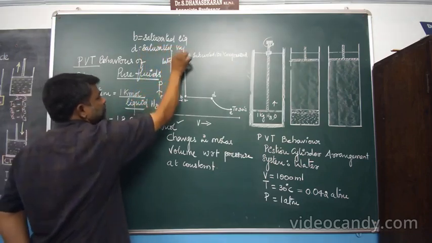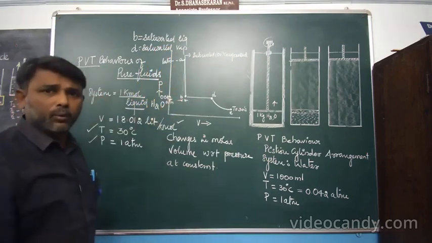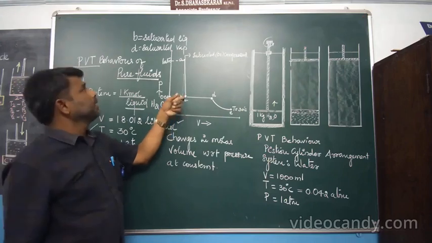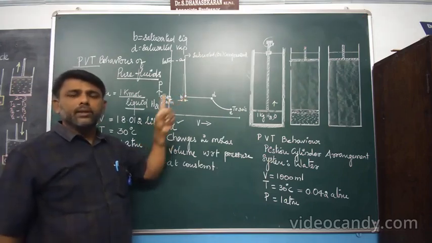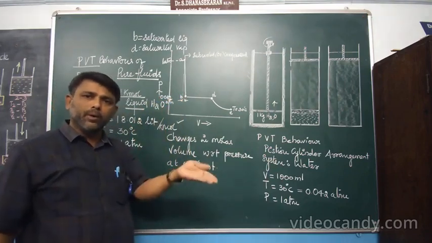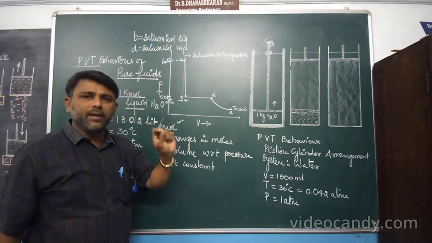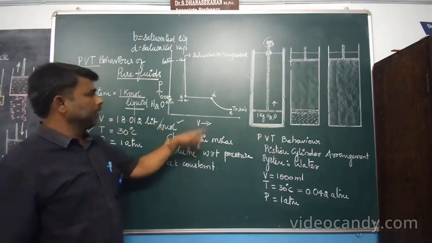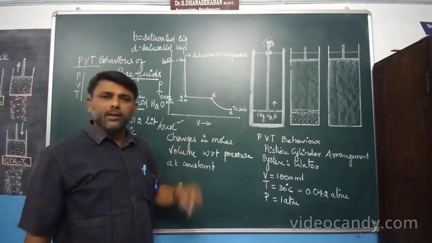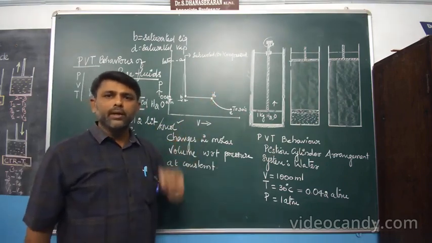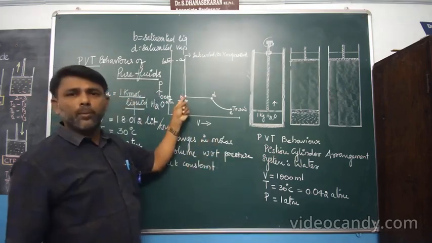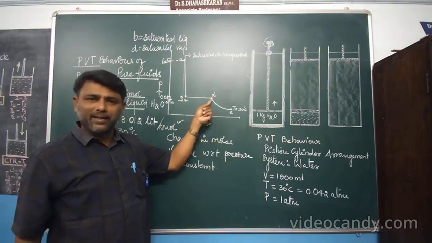Okay. Again, I am going to the definition once again. Point B is the saturated liquid. Saturated liquid means a liquid is in equilibrium with its own vapor at a specified temperature and pressure. Similarly, D is a saturated vapor. A vapor is in equilibrium with its own liquid at a specified temperature and pressure. This is about to vaporize, this is about to condense.